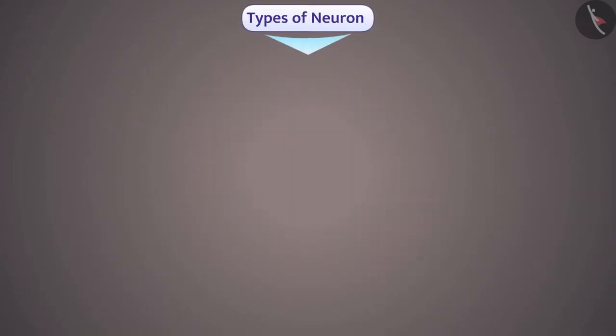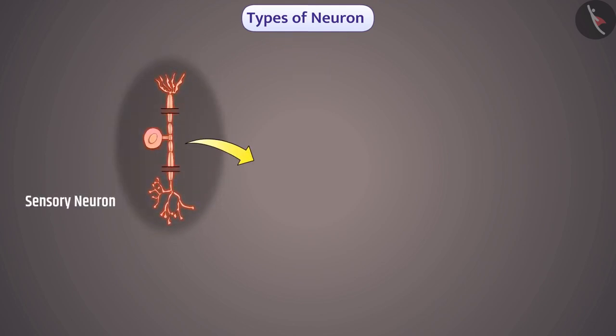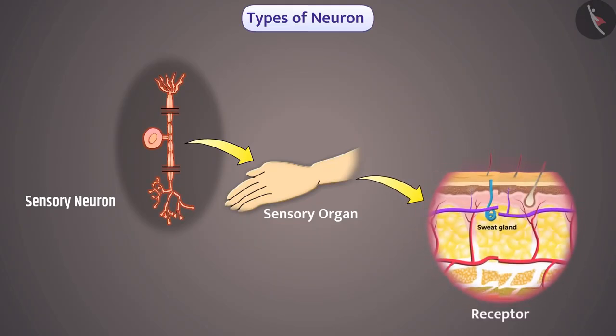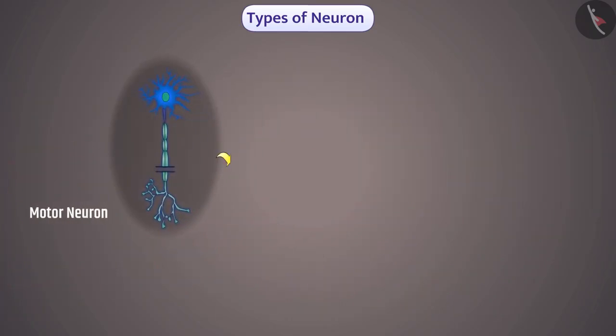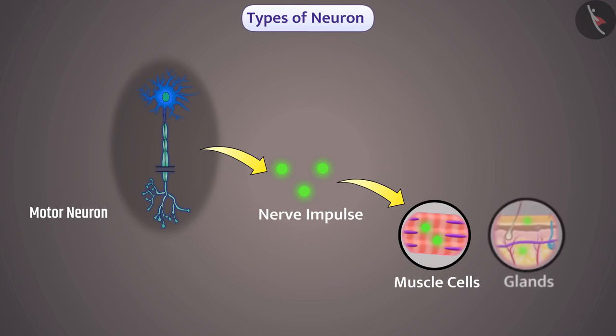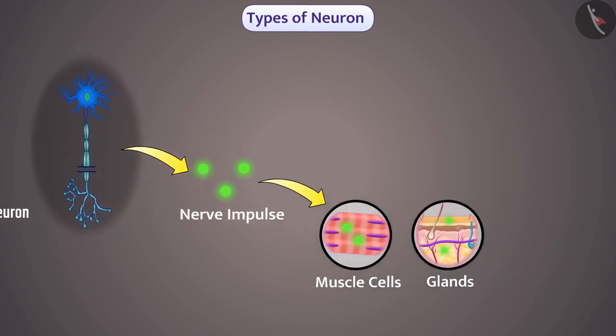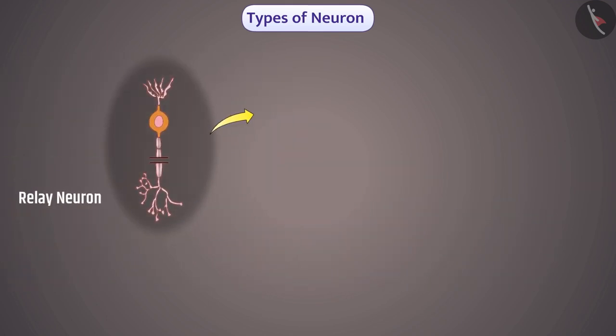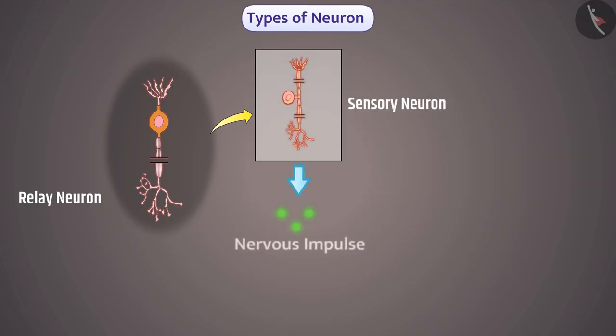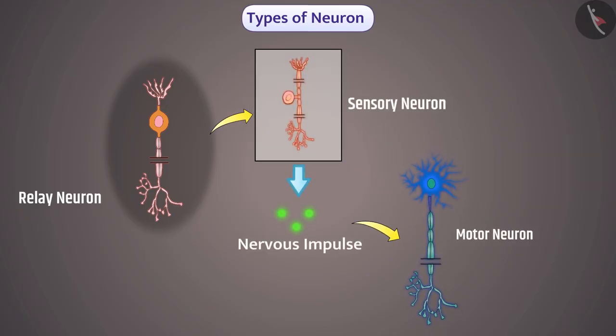Our body consists of three types of neurons. Sensory neurons obtain the information from the receptors present in the sensory organs. Motor neurons transport the nerve impulse to the muscle cells and glands. Relay neurons transport the nervous impulse from the sensory neuron to the motor neuron. Now, let's understand how these neurons work together.